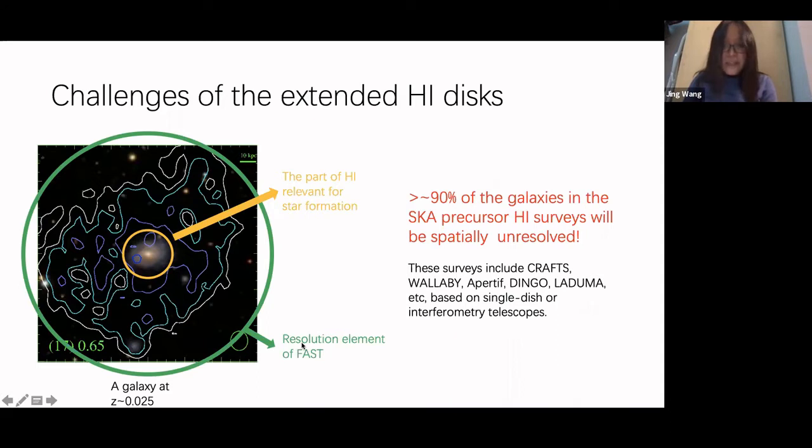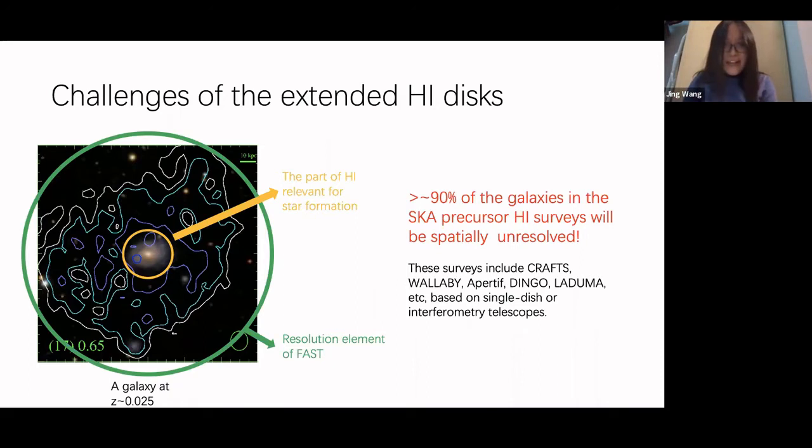The resolution element of Arecibo would be even larger. So basically, we don't resolve the H1 of the galaxy. To highlight the problem a bit, even with interferometry, the situation won't be significantly improved. It was predicted that over 90% of the galaxies detected in SKA precursor surveys like Wallaby and Apertif won't be well resolved.